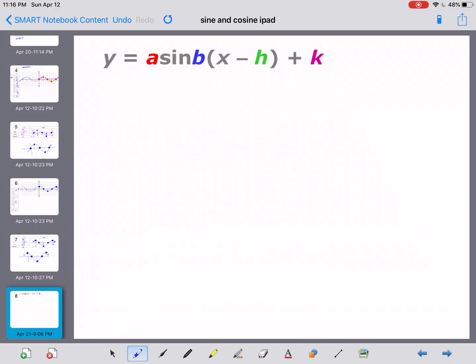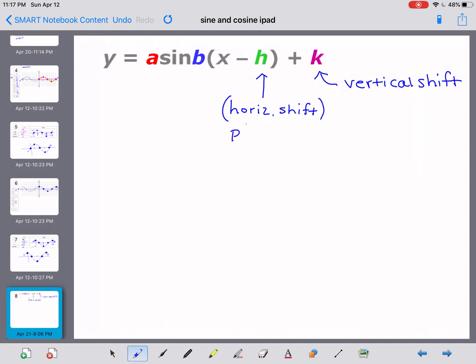So when you look at this, lots of these letters should look familiar. Let's actually start off with the H and the K. So your K value, I hope you're saying it at home, is going to be your vertical shift. This is going to move your whole graph either up or down. Your H is what you previously referred to as your horizontal shift. The reason I'm saying previously is because when you talk about it for trig functions, we don't call it a horizontal shift. We're going to call it a phase shift, and you should do the same thing.